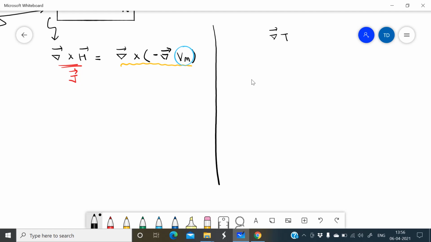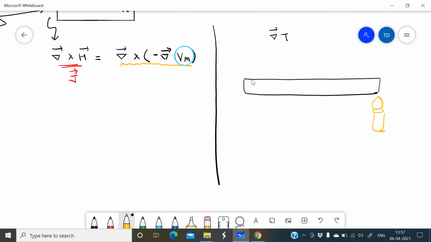That means, for example, here is a road. I will heat this road from this side. At this side the temperature is maximum, but at this side the temperature is minimum.